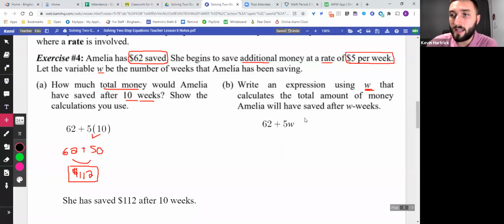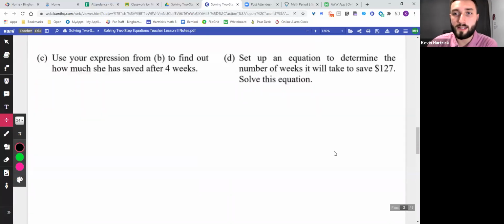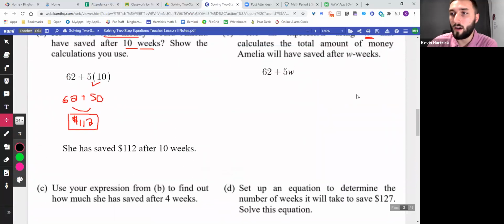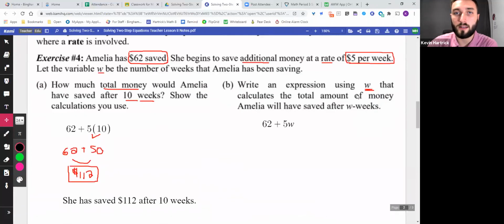So the 62 is the beginning of her savings, and then for each week, she gains another $5. This expression here is what will calculate the total amount of money if for any given week you plug that in for W. So if I plugged a 1 in for W, I could figure out how much money she'd make in 1 week. If I plugged a 2 in for W, it would show how much she'd make in 2 weeks, and etc. In the next part, we will go over parts C and D using this expression that we've created to solve using an equation.